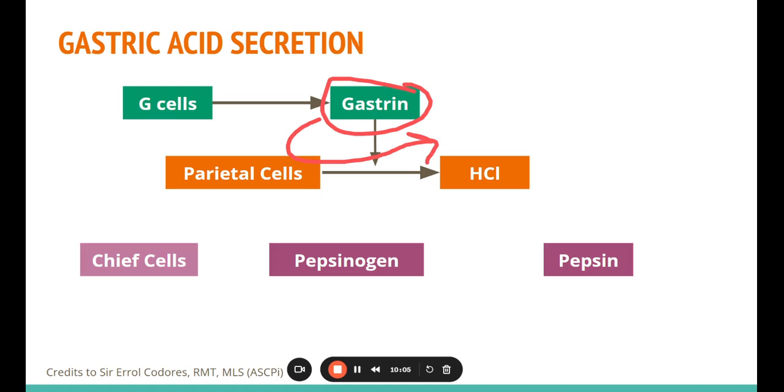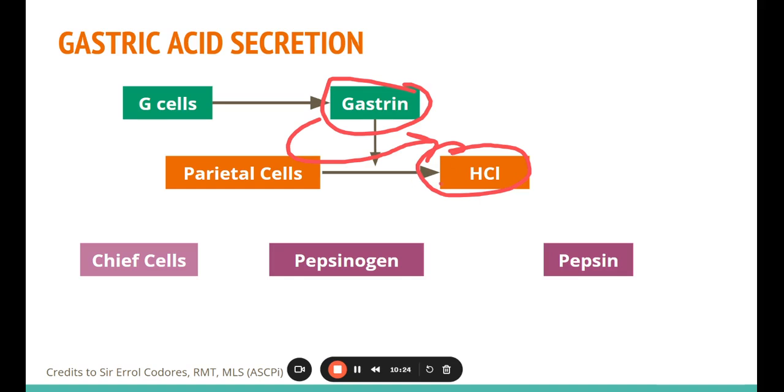So, now that we have HCl in the stomach already, which can help in the breakdown of food, do you think that this HCl is enough to break down all the foods that we ate, including the proteins from meat?